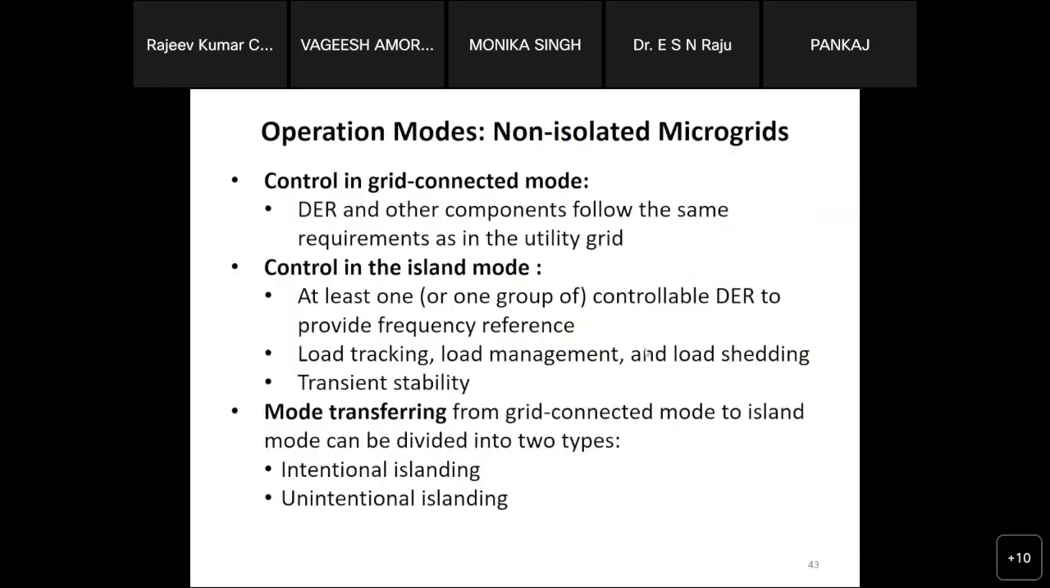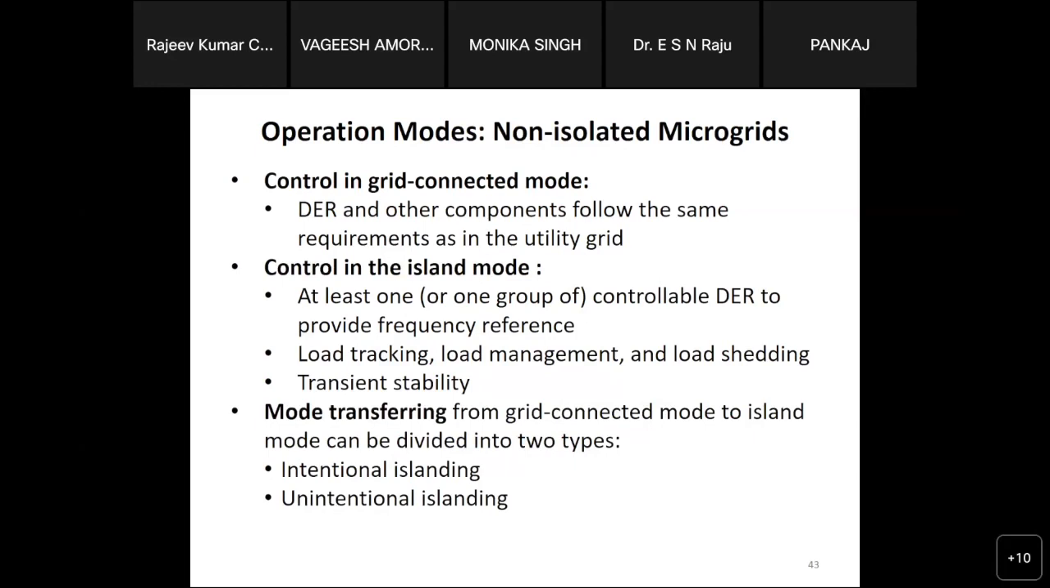If you see the operating modes, the non-isolated microgrid can be operated both in the grid connected mode of operation as well as the islanding mode of operation. When operating in the grid connected mode, it will act as either a controllable source or a controllable load. That means it will simply follow whatever active and reactive power references are given by the main grid. So the DERs and other components will simply follow the requirements of the utility grid.